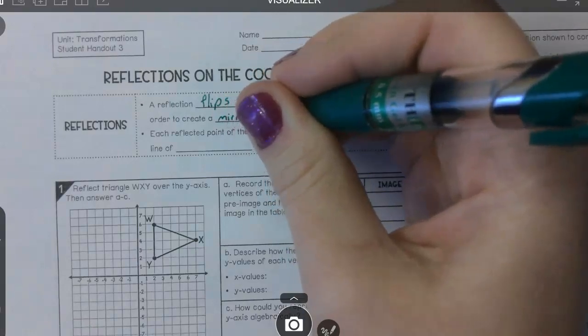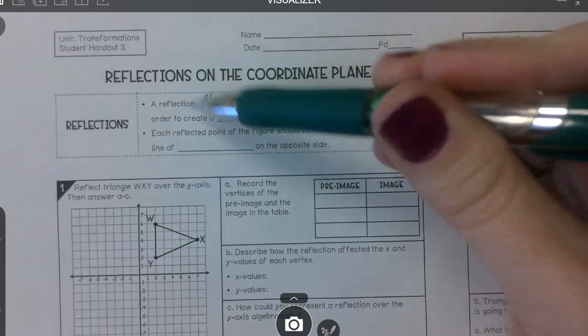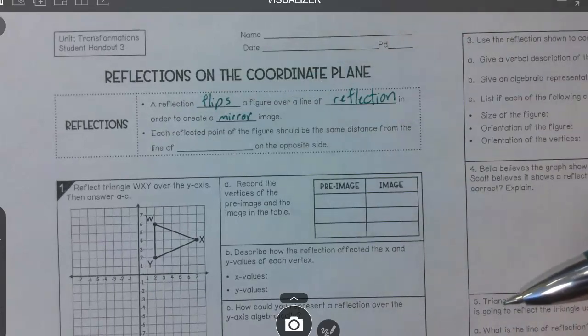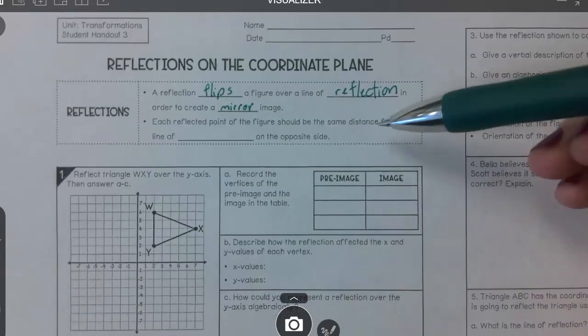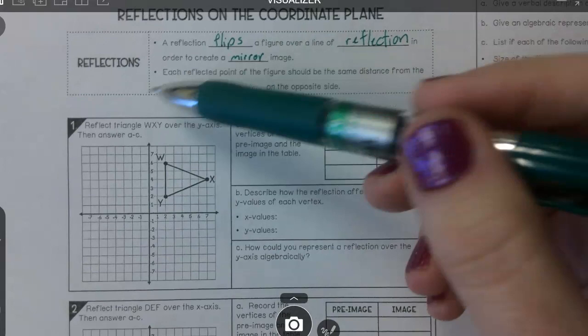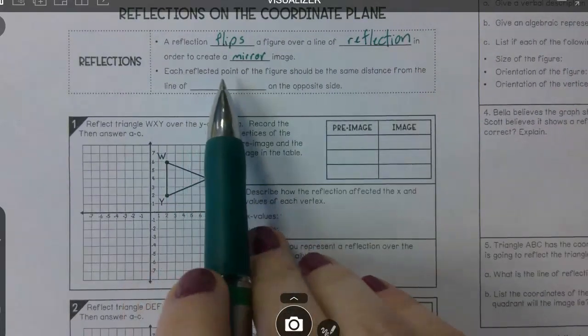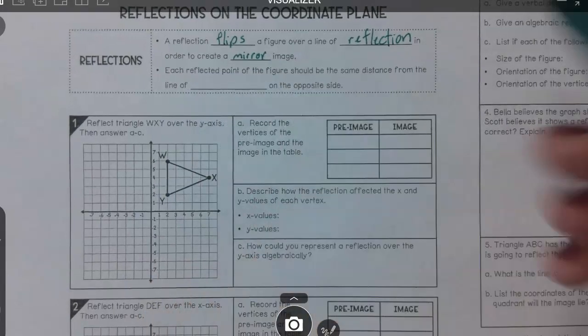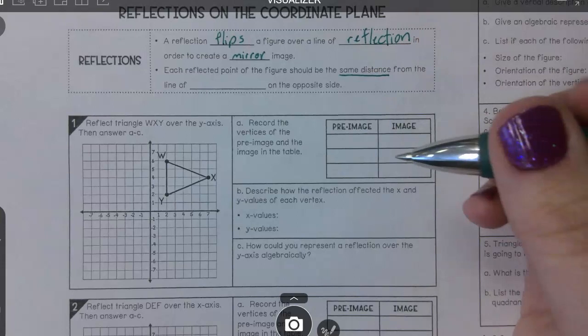Okay? When you look in the mirror, you will notice that your reflection is flipped around, so that your right hand is now flipped around and it's not looking like it's on the left. Okay? So when we do a reflection of a shape on a coordinate plane, each reflected point of the figure should be the same distance from the line of reflection.